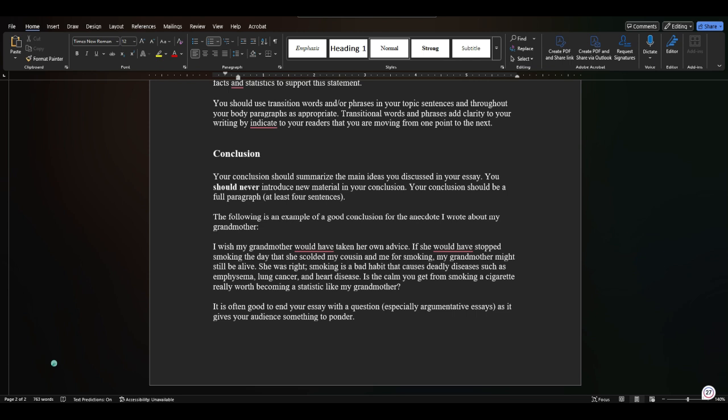Your conclusion is simply to remind your reader of what's important. It's what you want your reader to remember about your essay. You want to wrap it up, tie it neatly with a bow, restate your thesis statement.